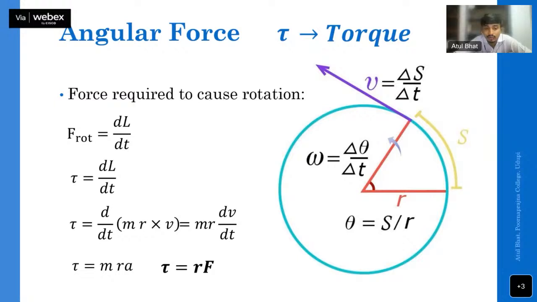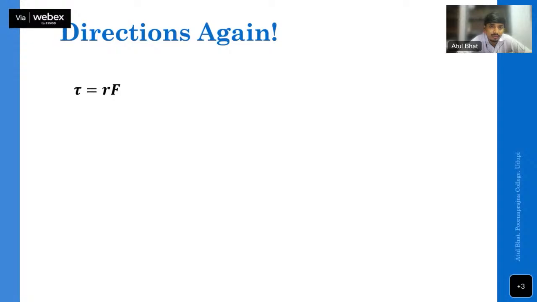Now here it's a little bit reverse direction. The angular force is equal to radius times linear force. Earlier it was linear velocity equal to r times angular velocity, or displacement or acceleration. But here angular force is equal to radius times linear force. So this is the formula for tau.